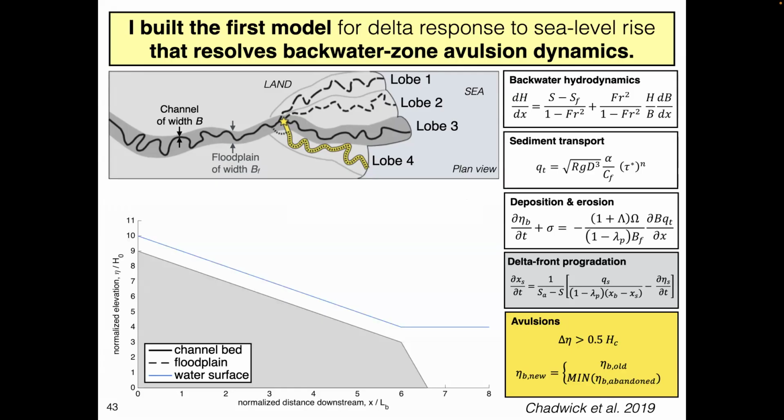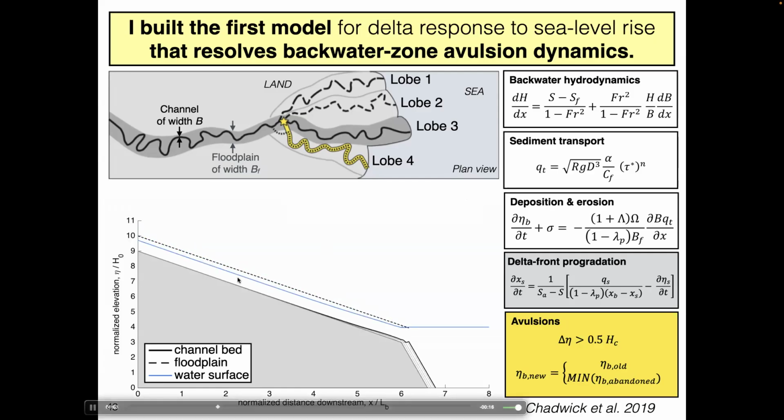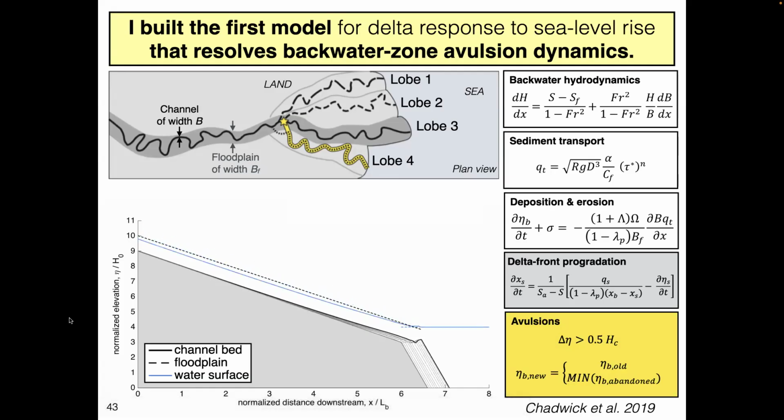So to give you a sense of what this looks like, here I'm going to play this video. This is an example simulation of the long profile for one avulsion cycle. So x is distance downstream, y is the elevation. The blue line is the water surface. You can see it's fluctuating. We basically need a variable flood discharge in order to maintain these backwater effects like in nature.